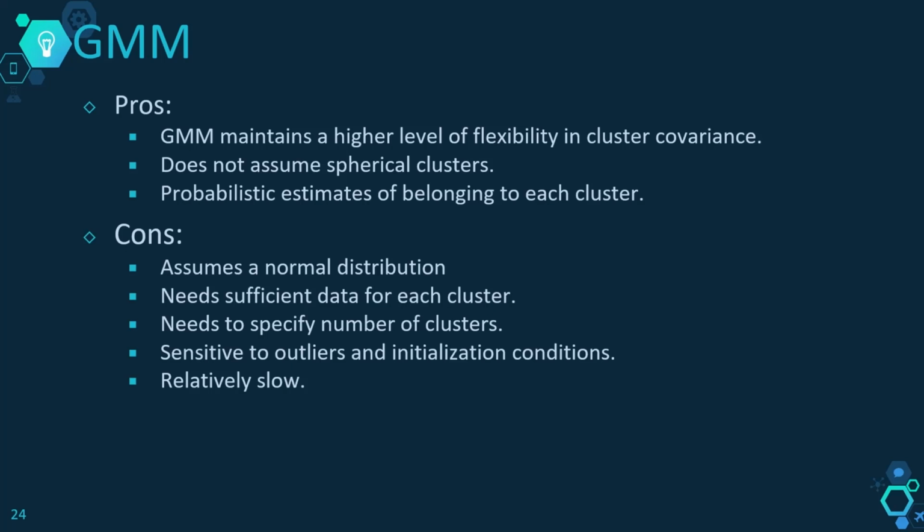And disadvantages, first we need to assume a distribution. In GMM, we assume a normal distribution for every cluster. And we need to have enough data for each cluster because now we need to figure out what distribution we have. In order to get a distribution, we need to have enough data points. If you have 1 or 2, that's really hard, right? And we also need to specify the number of clusters. This is a disadvantage that is similar to k-means. And it could be sensitive to outliers and the initialization conditions.